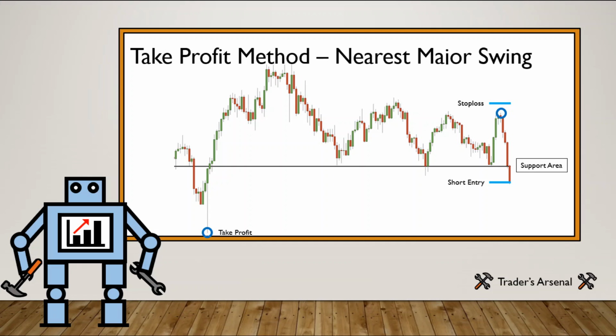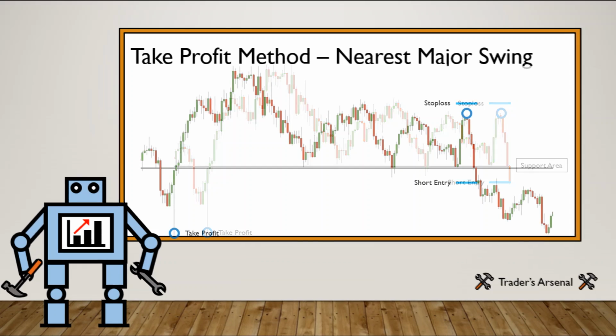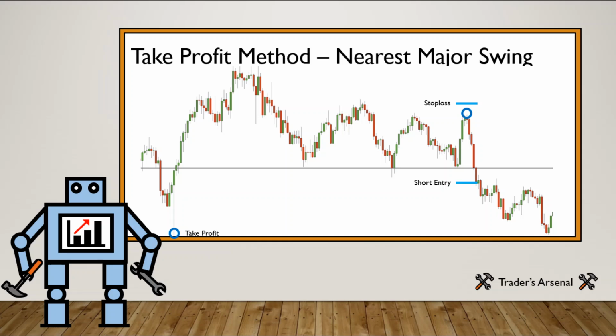To determine if a swing is a major or minor swing, consider the following. If the swing is large and extremely obvious at a glance, it is considered a major swing. If the swings are small and not so obvious at a glance, it is considered a minor swing, and you should avoid using them as take profit targets. As you can see, the price did not hit our stop loss and eventually, our take profit target was hit.